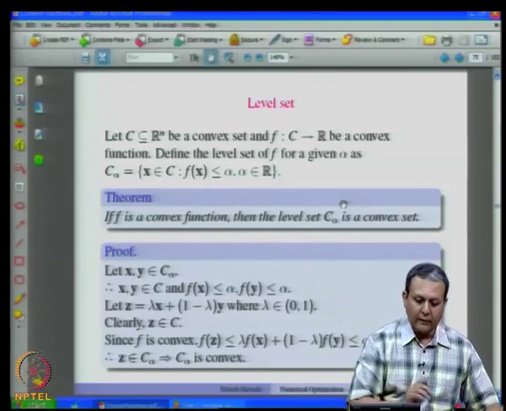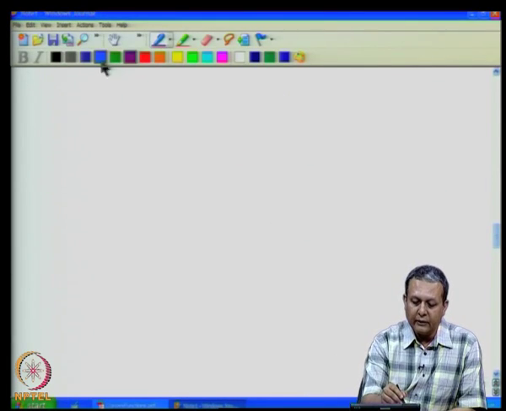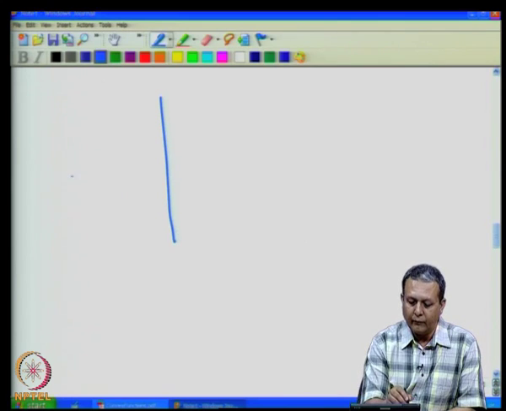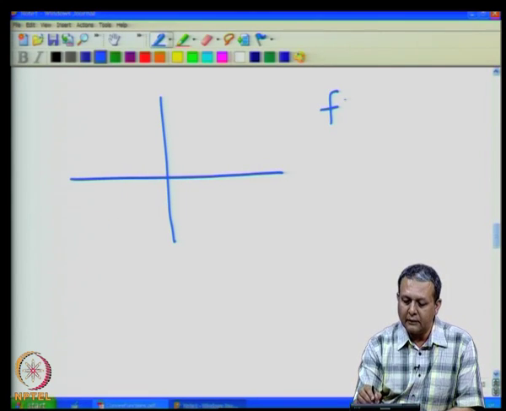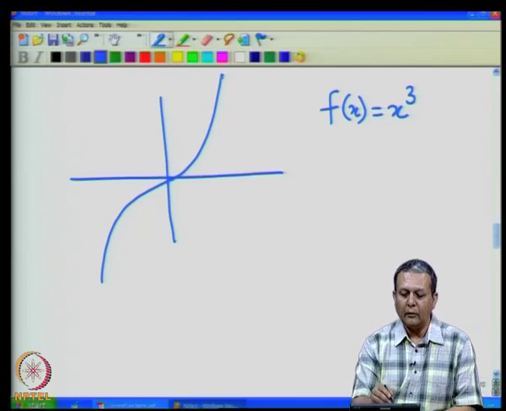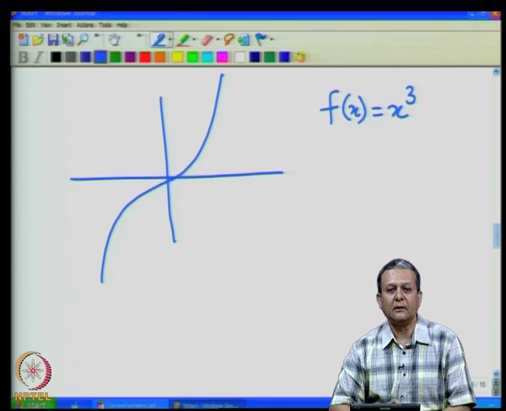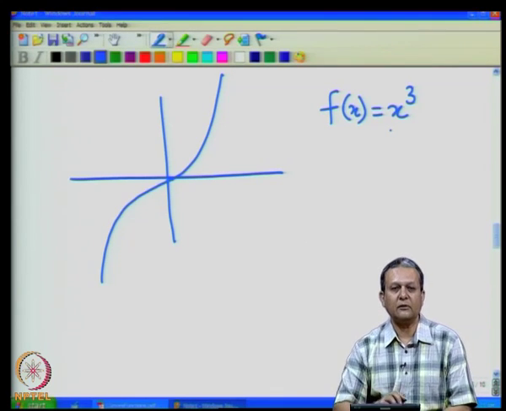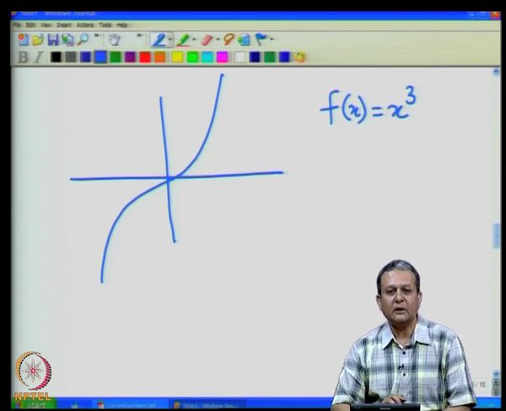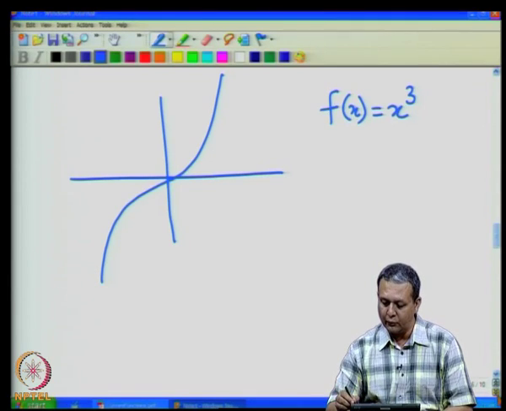For example, consider the function f(x) equal to x cube, and that function would look like this. If you take the level sets of this function, you can check that they are convex sets, but this function is not convex. So, if f is a convex function, then all the level sets of that function are convex, but the converse is not necessarily true.